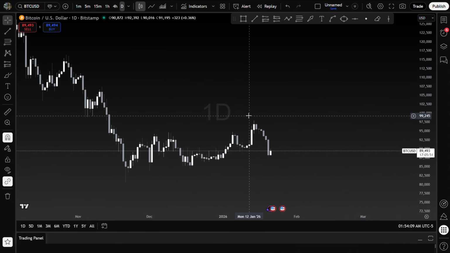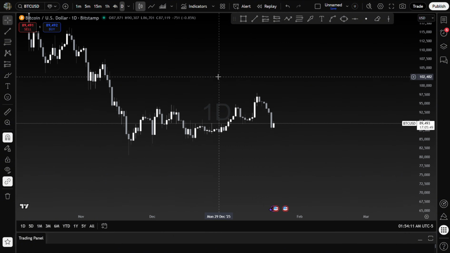Now, let's talk about the chart itself. By default, you should be looking at a candlestick chart. Candlesticks are the most useful because they show you the open, the high, the low, and the close for each period of time. If you need a more in-depth video on candlesticks, I will leave a video in the description or at the top right where you can view that video, and it'll be good information for you.